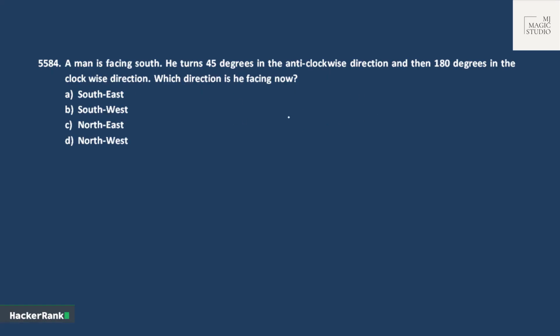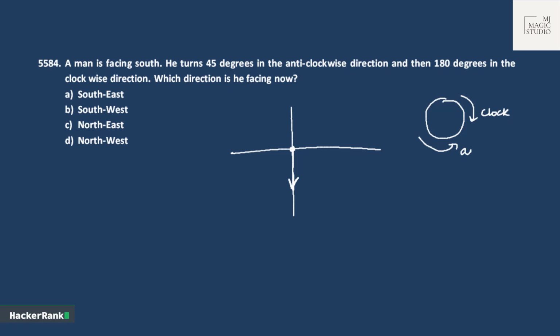A man is facing south. He turns 45 degree in the anti-clockwise direction. Now this is clockwise direction, and if I go like this it is anti-clockwise. So he goes anti-clockwise direction 45 degree. So this is north, south, west, east. Now he is facing southeast.